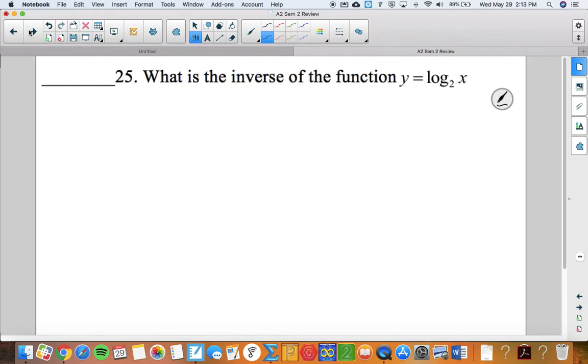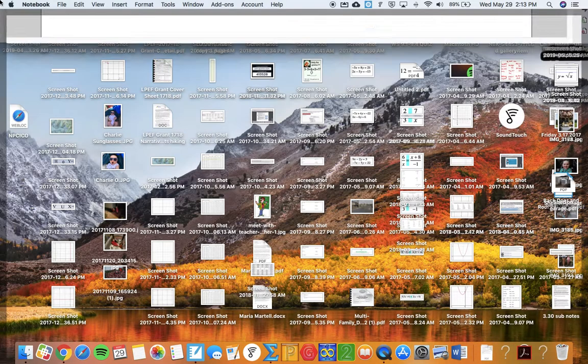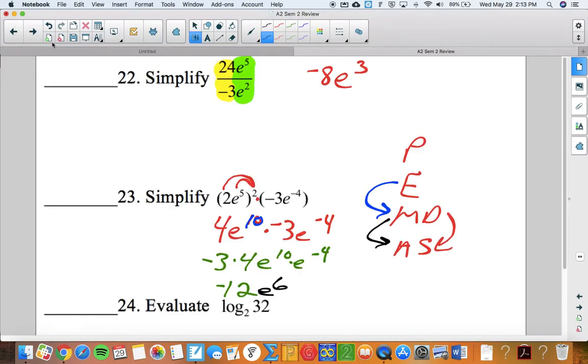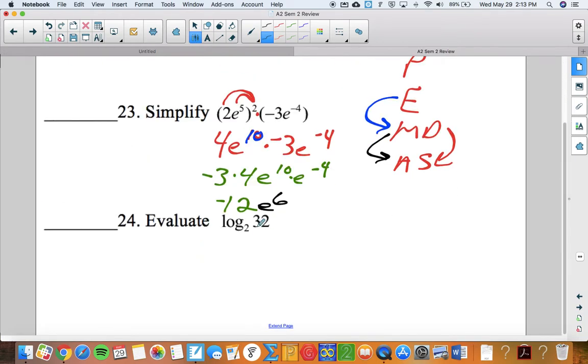Log rules. You'll want to write that down. I skipped number 24, didn't I? Oh, it's down there. Number 24, evaluate this. Now, when you look at your log rules, it usually looks like this. So you got to be wondering, hey, what's my exponent? Where's the equals sign? So you should write it equals x here.